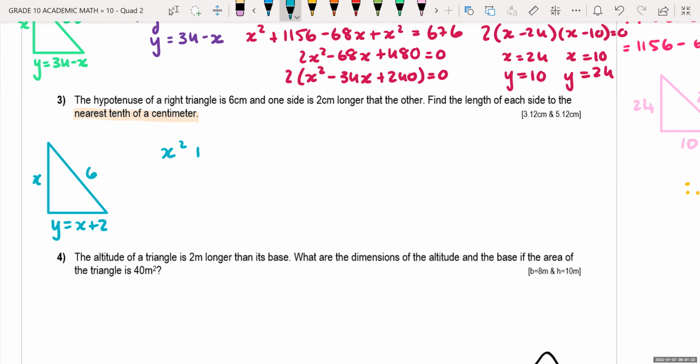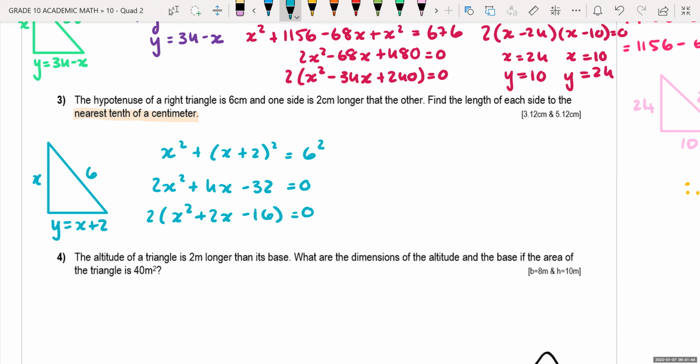Okay, so it's going to be x squared plus (x plus 2) squared is equal to 6 squared. Simplify, simplify, simplify. And you should end up getting 2x squared plus 4x minus 32 is equal to 0. You can factor out the 2. It looks like a great question. It looks like a very easy question, but when you try to factor it, you would not be able to. So you would have to use the quadratic formula for this one. And then the solutions would be 3.12 and 5.12.